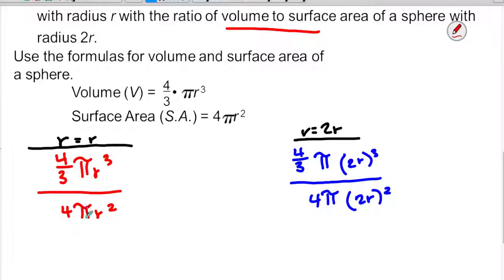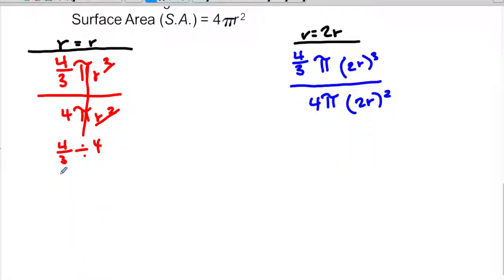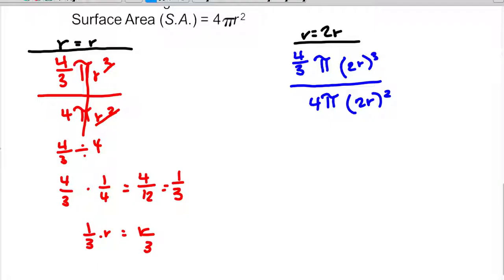So let's go ahead and simplify this one. The pi's are going to cancel out. R cubed over r squared is going to leave you with just an r in the numerator. And then you have 4/3 divided by 4. 4/3 divided by 4 is the same as 4/3 times 1/4, which is going to be 4 over 12, which is 1/3. And then I still have this r. So we have 1/3 r, or r over 3. That was kind of sloppy. Sorry about that.